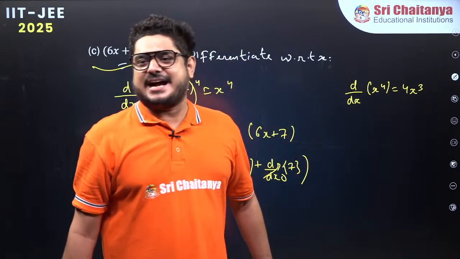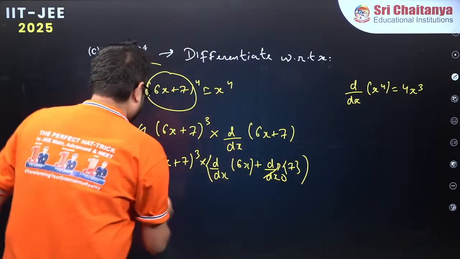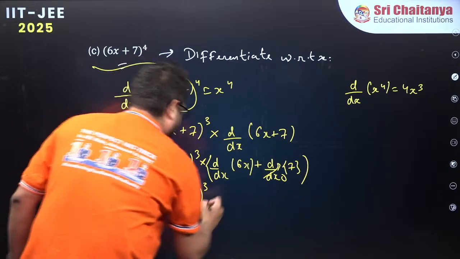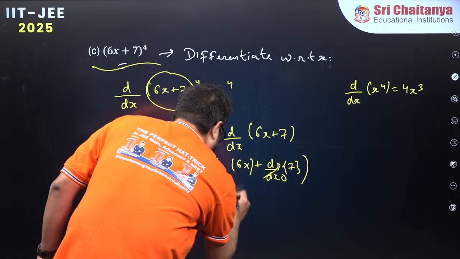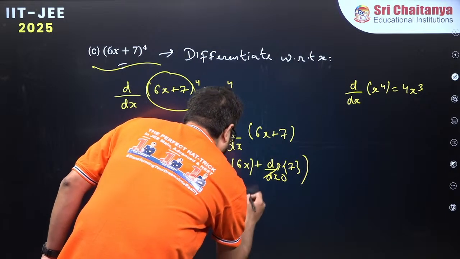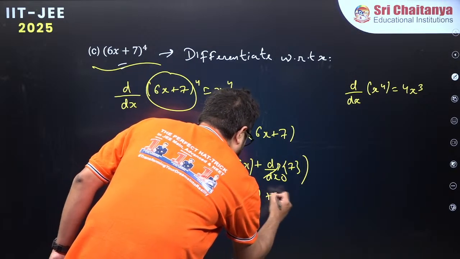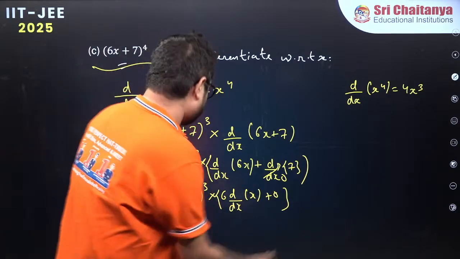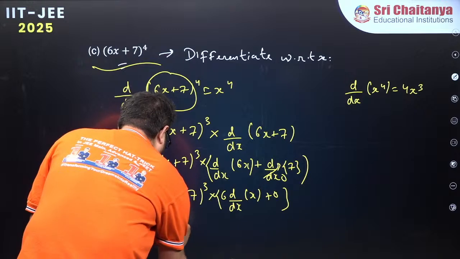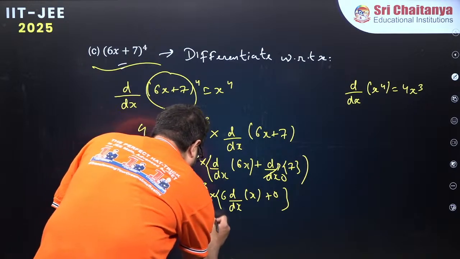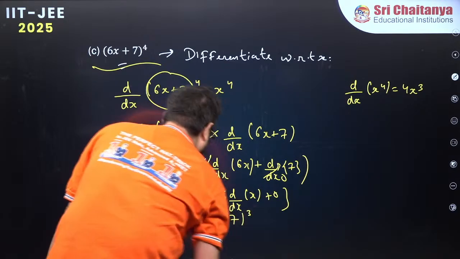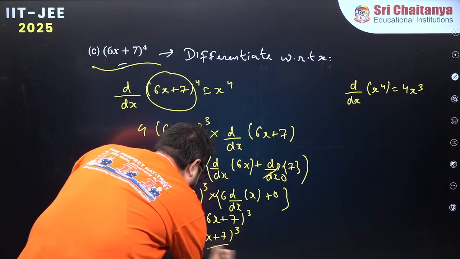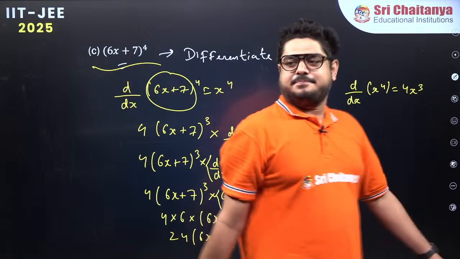So as a result of that, I can write it down as 4 into (6x plus 7) whole to the power 3. This is constant. It will be 6 into d by dx of x plus 0. So as a result, you know that d by dx of x is 1. So it is going to become 4 into 6 into (6x plus 7) whole to the power 3. So it is going to be 24 (6x plus 7) whole to the power 3, which is going to be the final answer.